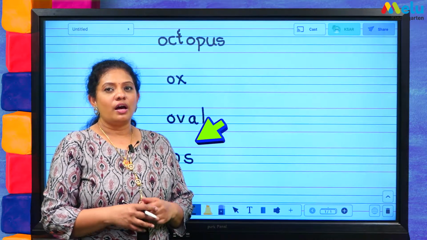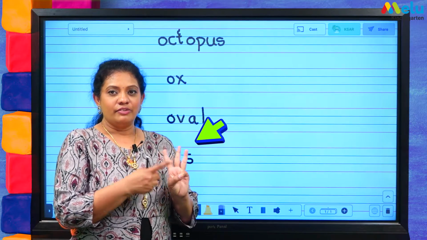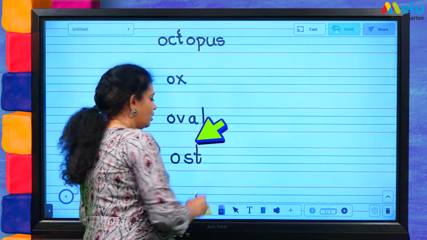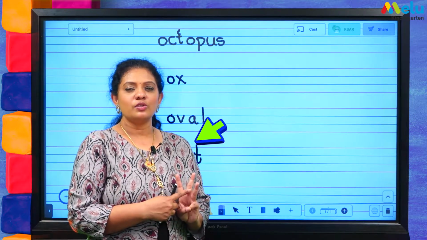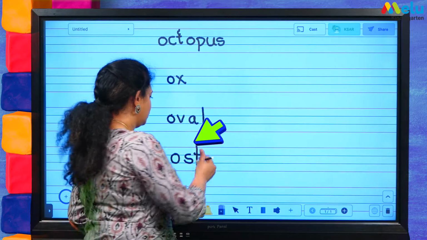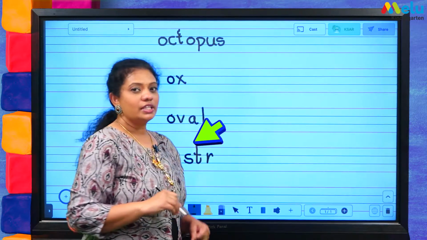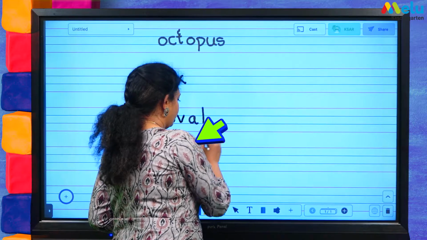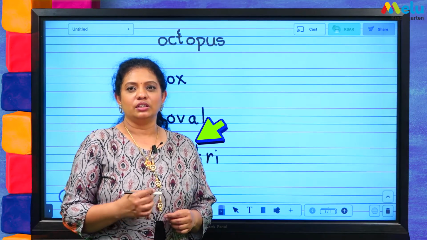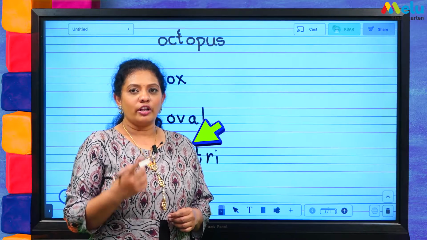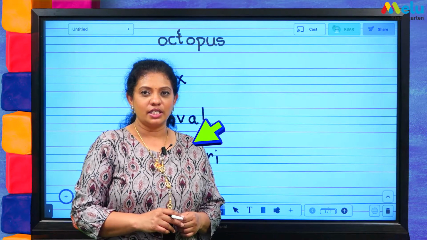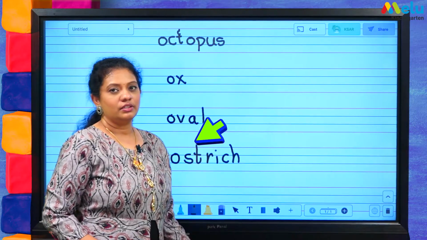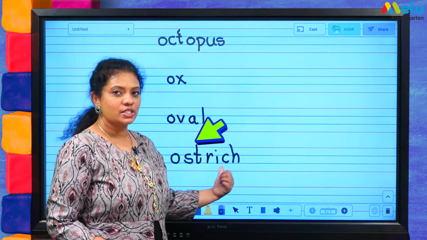The second syllable is tri. So the sounds included are T, R and I. Which letter sounds T? It is T. And R. Which letter sounds R? It is R. And the last sound in the second syllable is I. I sounds I. And the third syllable is ch. So to make this sound ch, we should always write C and H together. Yes children? Right. So write C and H. This becomes the word ostrich.